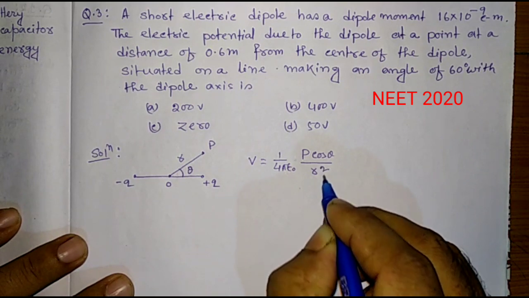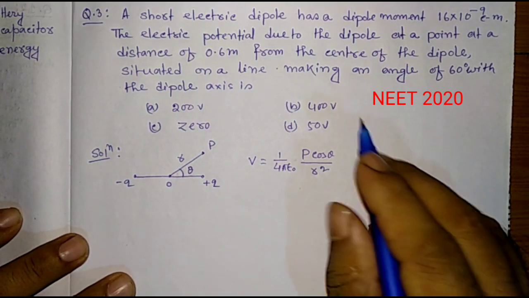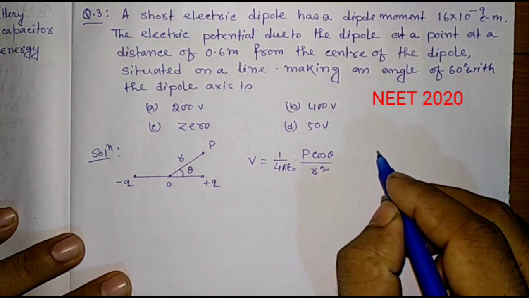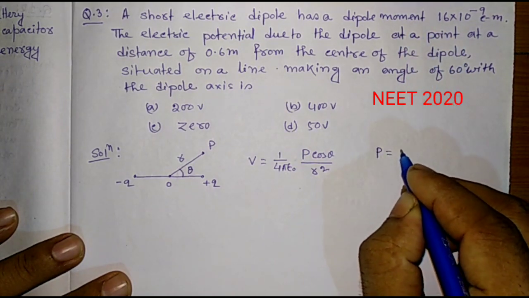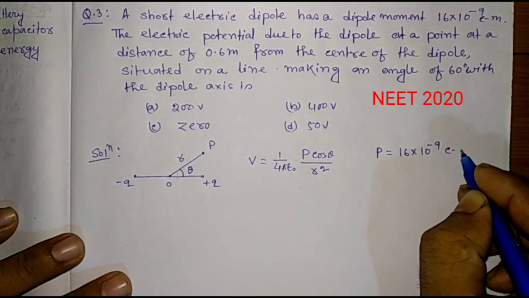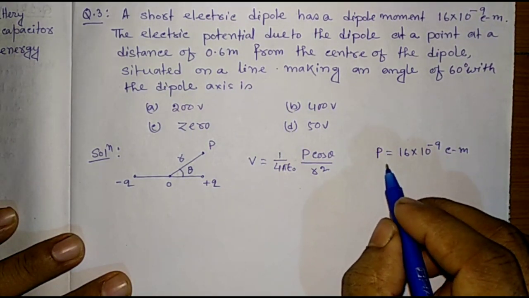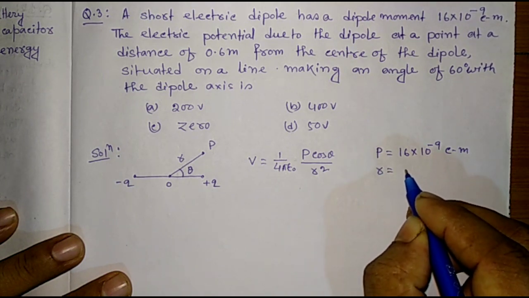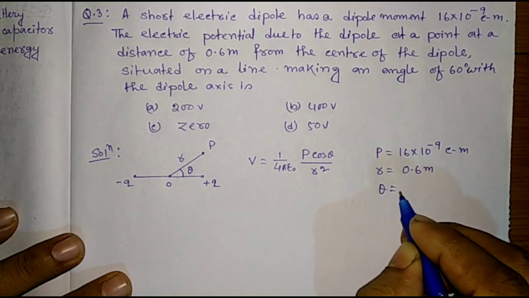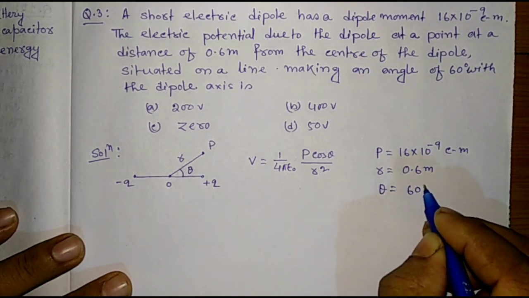r square. Now in the question, given p is equal to 16 into 10 to the power minus 9 coulomb meter. Also given r is equal to 0.6 meter and theta is also given, which is 60 degree.